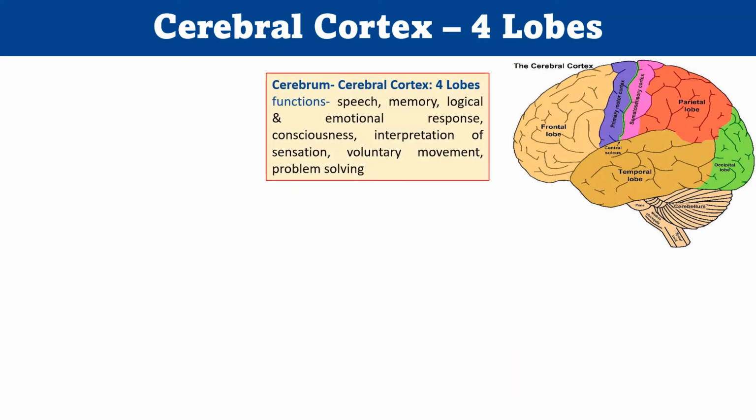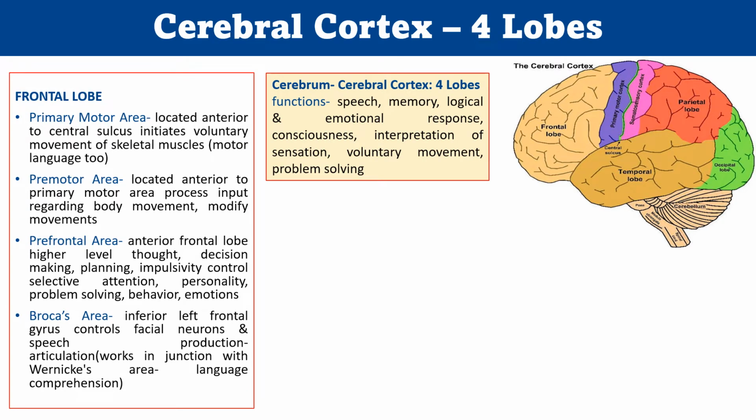The cerebral cortex has four lobes. Cerebral cortex functions are speech, memory, logical and emotional response, consciousness, interpretation of sensation, voluntary movement, and problem solving skills. The first lobe of the cerebral cortex is the frontal lobe. The primary motor area, located anterior to the central sulcus, initiates the voluntary movement of skeletal muscles and motor language too.